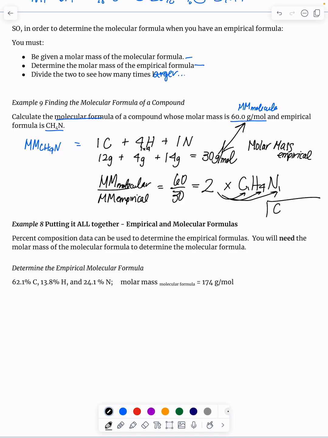That will give me C2H8N2. This is my molecular formula. You could also check and see that its molar mass is 60. It is. You got 24 and 8 and 28. That's 60 grams per mole for my molecular formula.